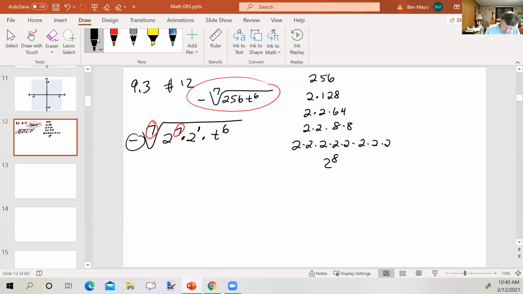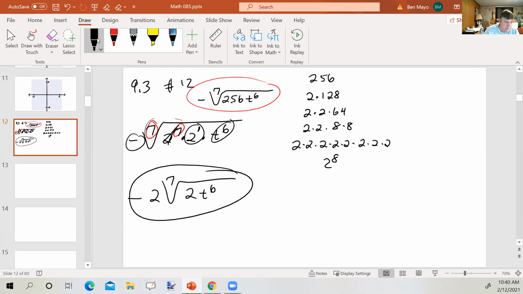Now, I've got this negative sign here that's outside. The 7th root of 2 to the 7th power is a 2 on the outside. Nothing else comes out. So now I've got negative 2 times the 7th root of 2t to the 6th power. And there's your final answer. Any questions on that problem before we go on?